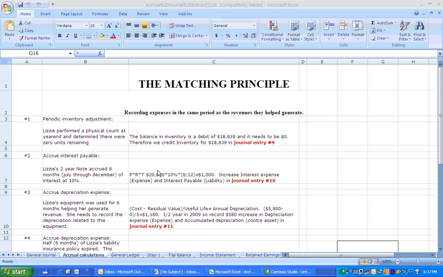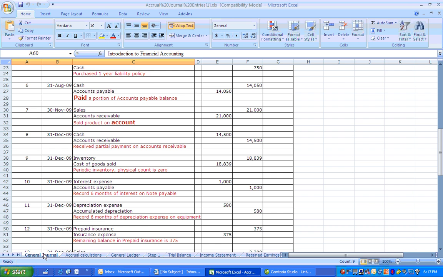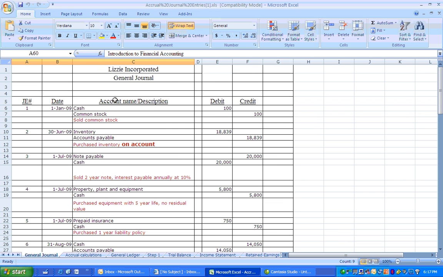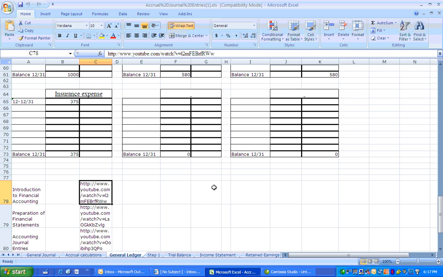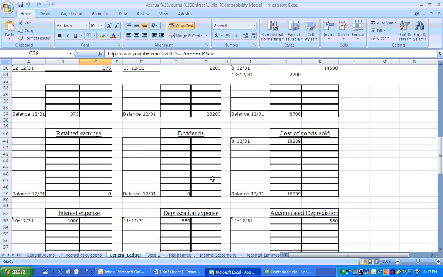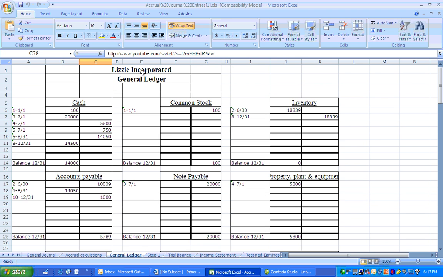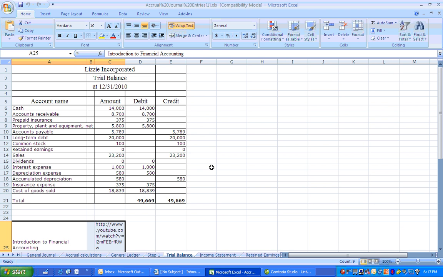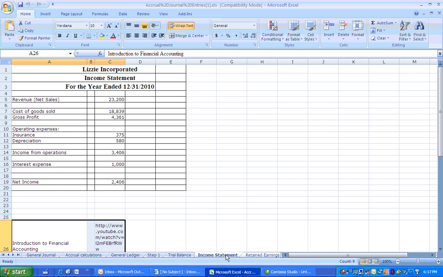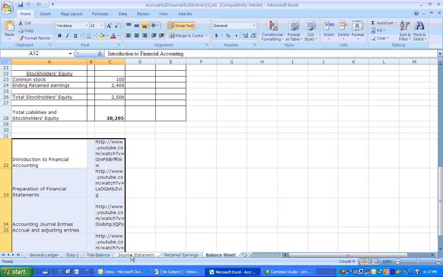So if you've watched our Introduction to Financial Accounting, the preparation of the financial statements, and the journal entry videos, you're familiar with how this is set up. We have a general journal, which is how all transactions get into the company's books. Everything has to come through the general journal. Then it's posted to the general ledger. From the general ledger, we bring the balances over to a trial balance. And the trial balance, which balances in this case, rolls forward to the income statement, statement of retained earnings, and the balance sheet.